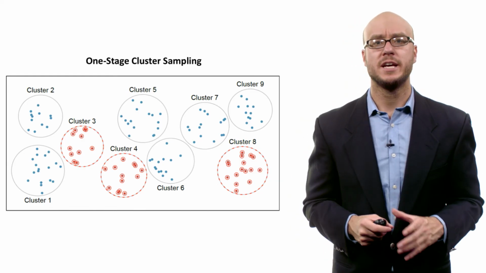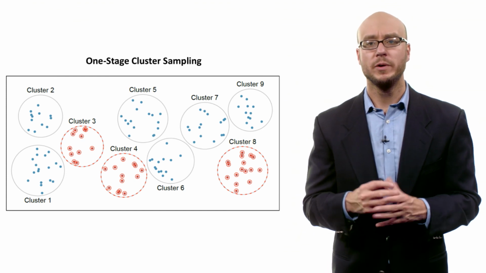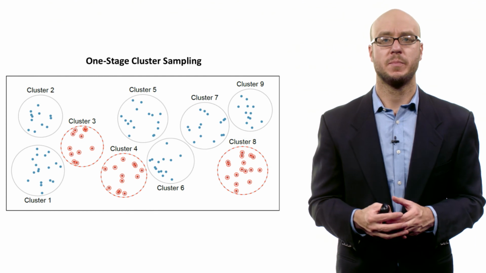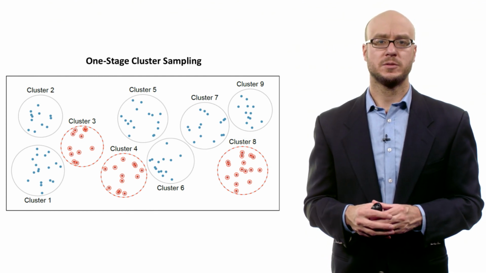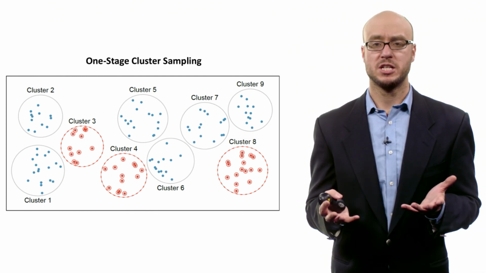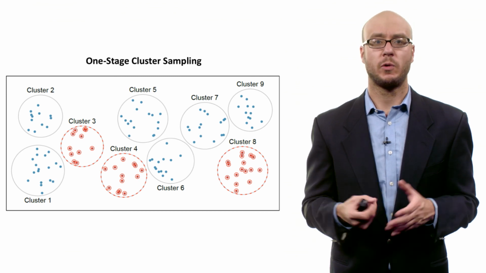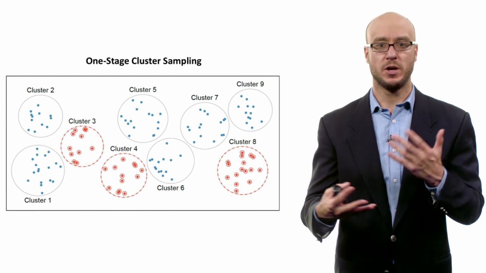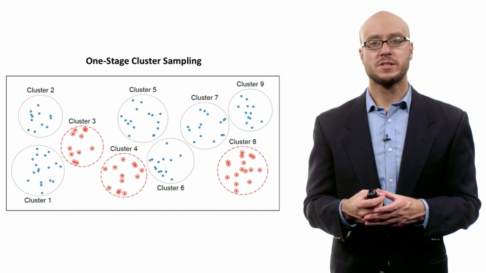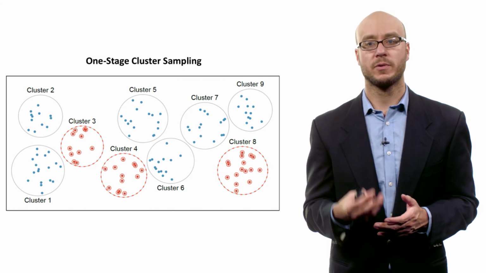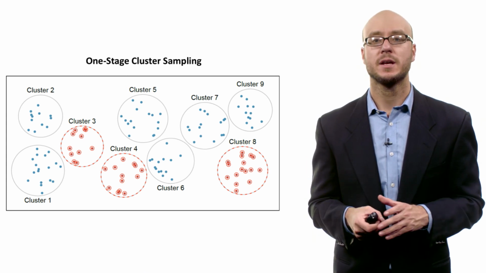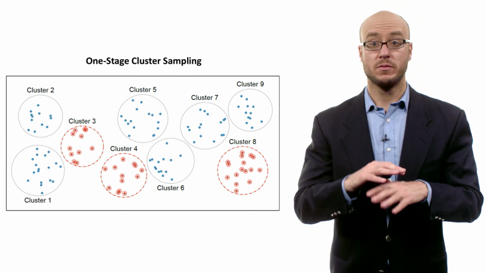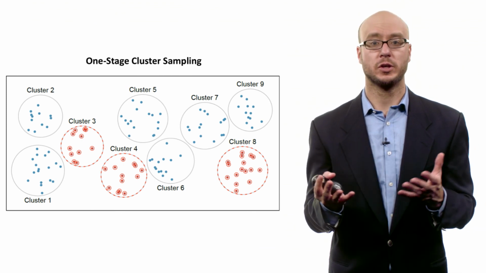But here's one-stage cluster sampling. What we do is use some kind of naturally occurring division in the population. For example, we might use geography. That's quite commonly used. So if we have, say, 9 different cities that we want to sample from, we just randomly select 3 of those 9 cities or clusters, and we sample everything within each of those clusters. And then those 6 other clusters we don't look at.